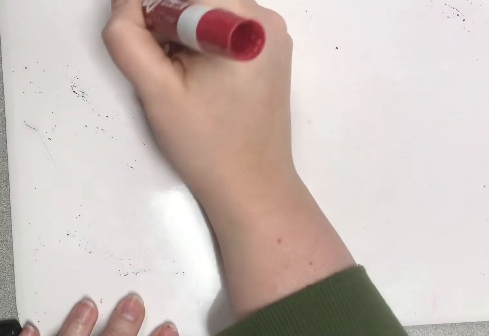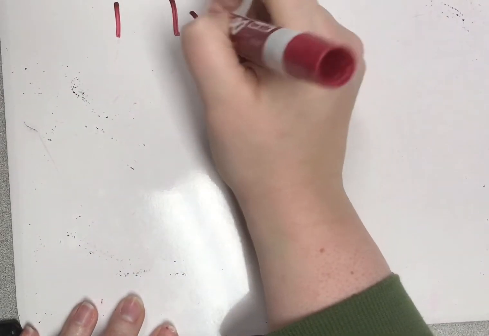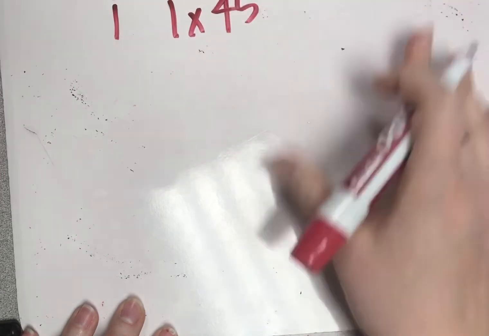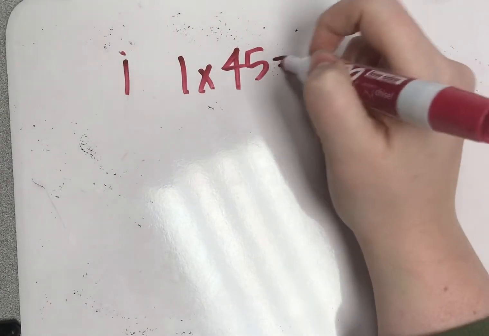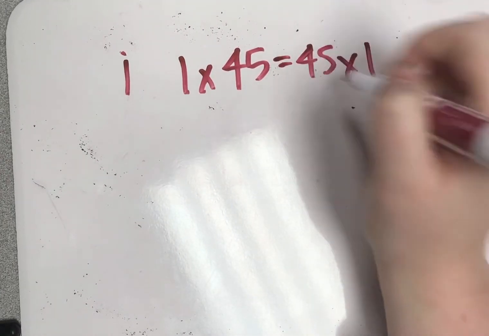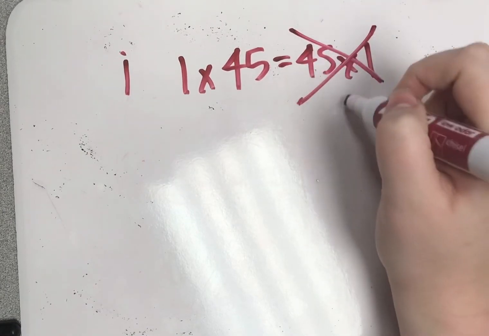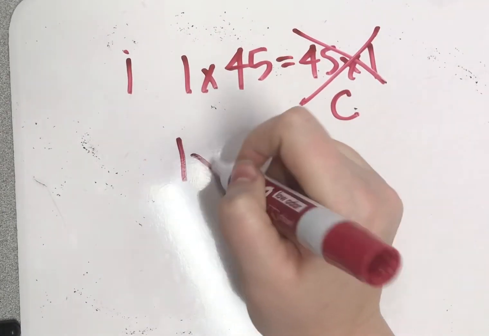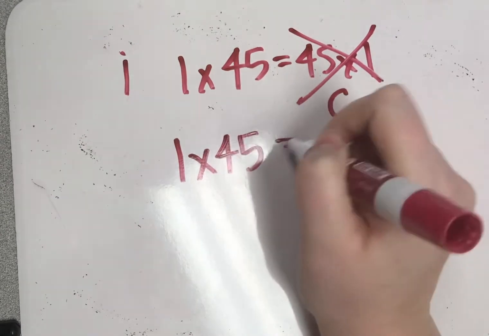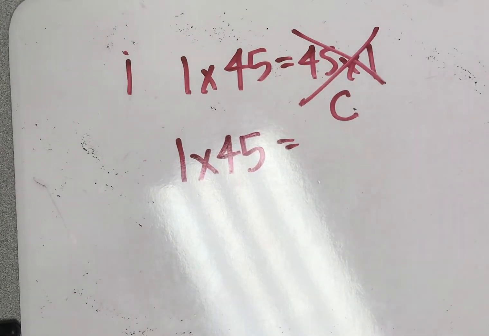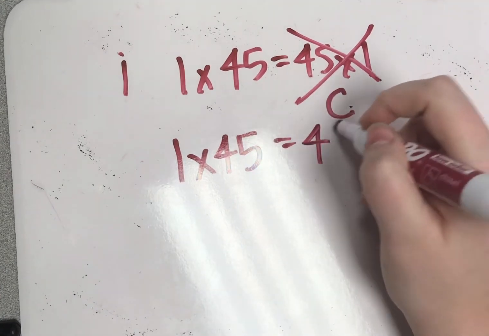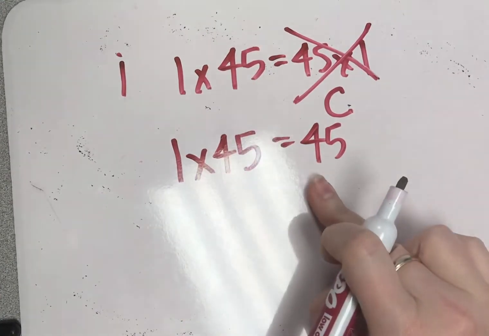And then the identity property says 1 times 45, which, remember, a lot of times people put equals 45 times 1, which is not right, because that's showing the commutative property. So what do we write to show the identity property, which says anything times 1 is itself? We write 45. 1 times that number is itself.